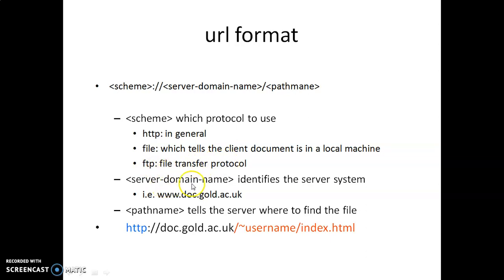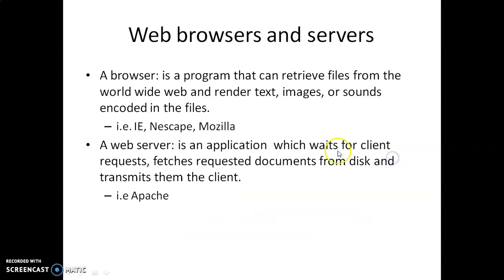Next we will see the server domain name, which identifies the server system. For example, this particular domain from the UK. Next is the path name, which tells the server where to find the file. For example, this file. This web URL is written as an example.